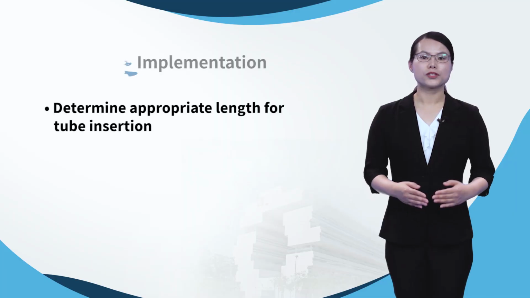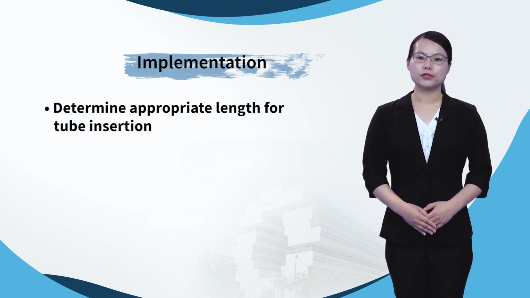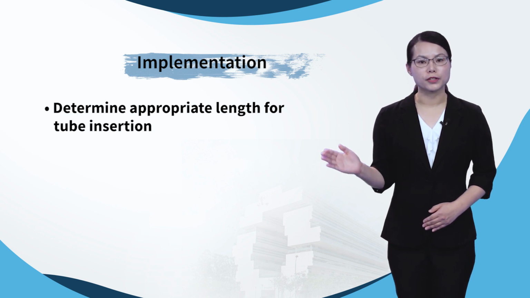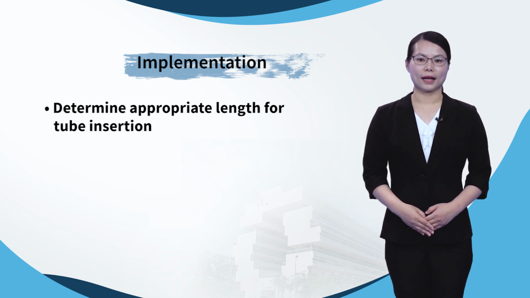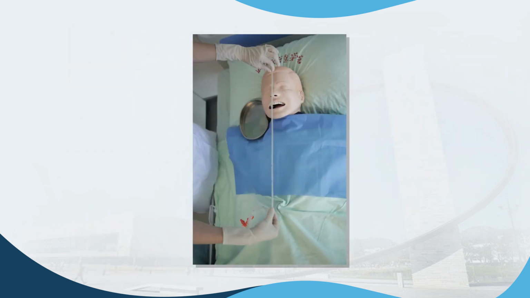Next, we need to determine the appropriate length of tube insertion. How do we measure the distance from the nares to the stomach? We usually use the tube to mark off the distance by either of the following two methods. One is from the tip of the patient's nose to the tip of the earlobe and then to the tip of the xiphoid. The other one measures the hairline on the forehead to the xiphoid. This distance varies among individuals.